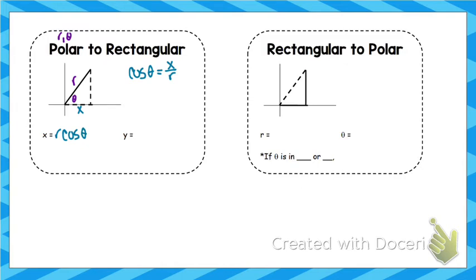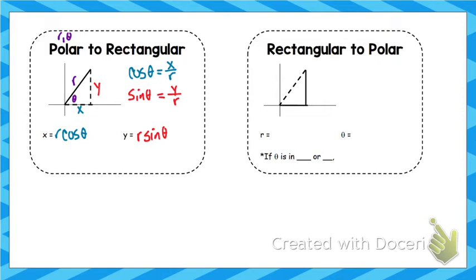If I try and do this for y, very similar. Different trig function, I would use sine. Sine is opposite over hypotenuse. Then if I try to solve for y, I end up with r sine theta. So these equations probably look familiar because this is basically what you guys did to get your component form for your vectors. All right, now let's go the opposite way.